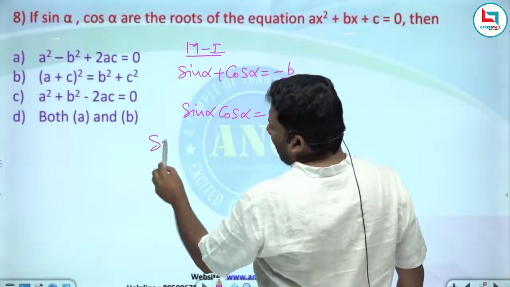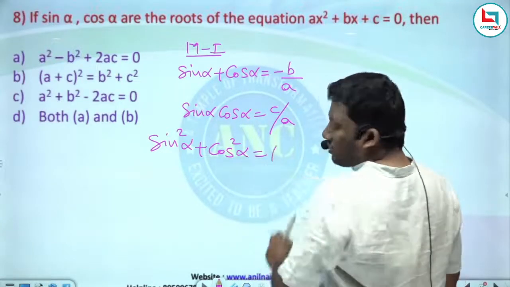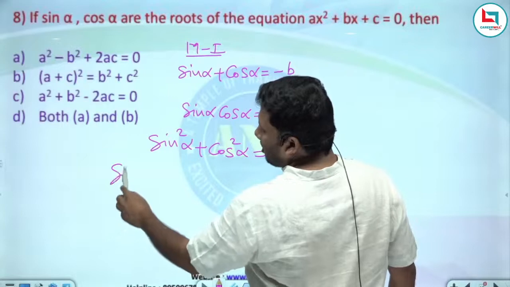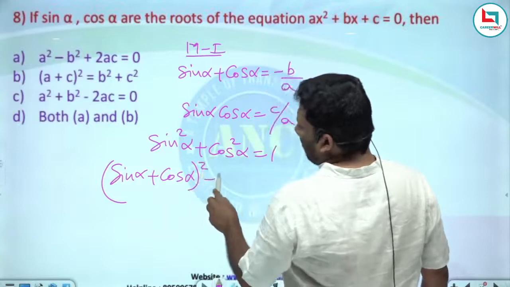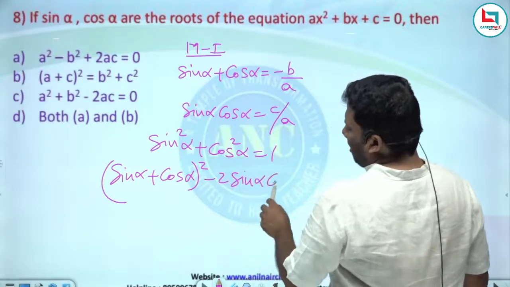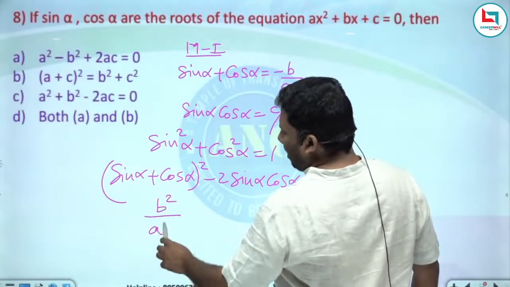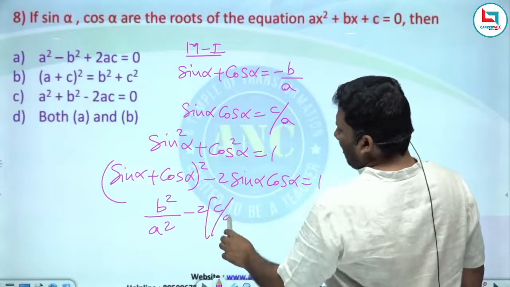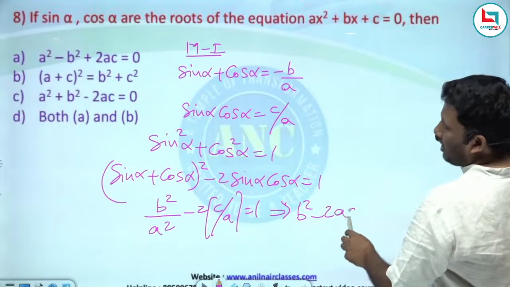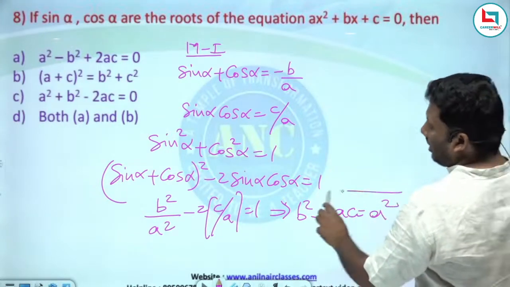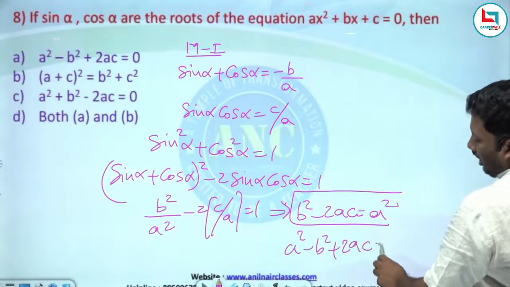Now, we know one identity, sin square alpha plus cos square alpha equivalent to 1. So sin alpha plus cos alpha whole square minus 2 sin alpha cos alpha is equivalent to 1. That is b square by a square minus 2 into c by a equivalent to 1. That means b square minus 2ac equivalent to a square. So a square minus b square plus 2ac equivalent to 0.